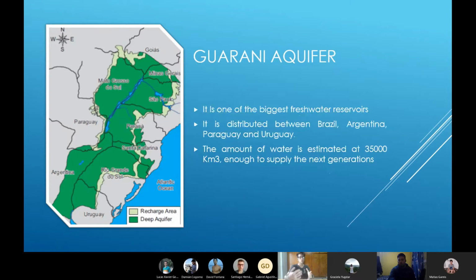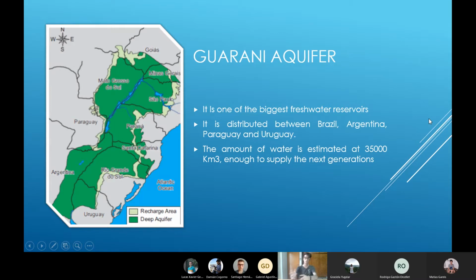Well, an important question for us is what is the Guarani Aquifer and why is it so important? It is one of the biggest water reservoirs in the world, and it doesn't belong to a single country. It is distributed between Brazil, Argentina, Paraguay, and Uruguay. Another important thing is the estimated amount of water that it has: 35,000 cubic kilometers of water, with a recovery rate of 150 cubic kilometers per year. These characteristics make it a solid source of water for the next generation.